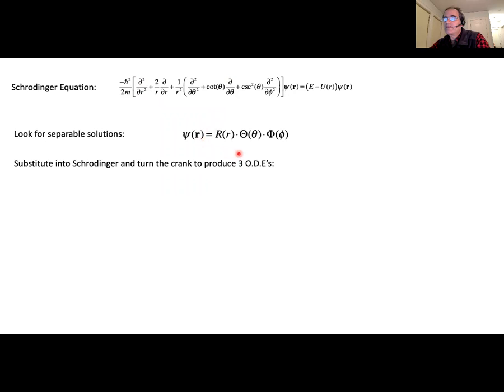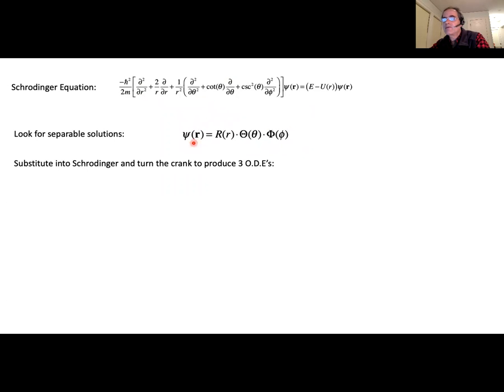Now, we're going to do the same trick here that we used when we solved the particle in a box problem. We're going to look for separable solutions. If we have a potential that's spherically symmetric, there should be separable solutions that have this form. And those are going to turn out to be the energy states, the stationary states. Okay? And so in order to do this, we substitute this separable solution back into Schrodinger's equation and turn the crank.